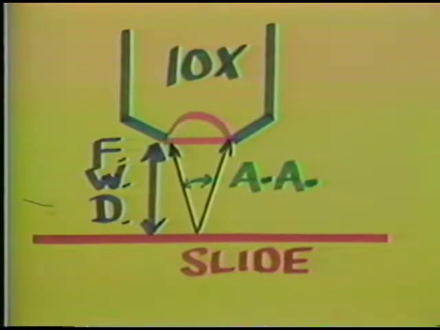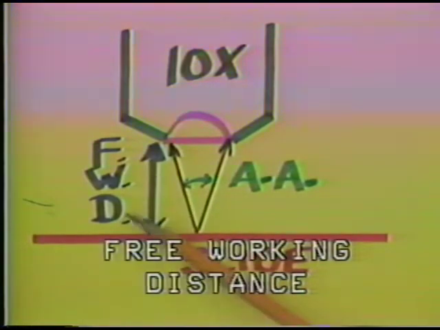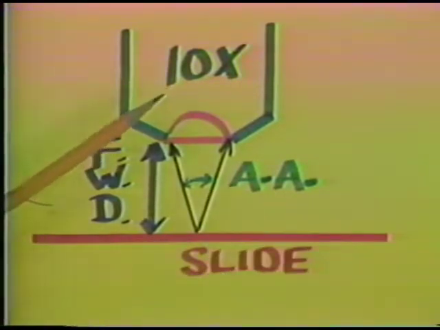There's another thing that is very important in terms of the operation of the microscope, and that is how much distance you have between the end of the objective and whatever you're looking at. This is called the free working distance, or FWD for short. Now the free working distance changes depending on what objective you're using.